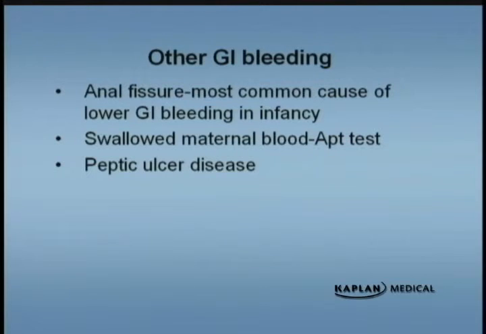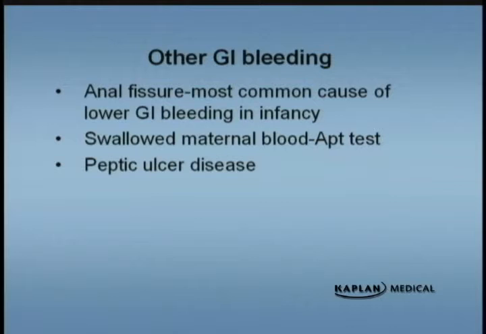Other kinds of GI bleeding: the anal fissure. That is the most common cause of lower GI bleeding in infancy. It'll be bright red blood, and you'll see it visually on inspection. There's no best test. Just look at the baby, look at the anal area, and it looks like a little tear or a scratch, and when the baby has a bowel movement, blood comes out. Sometimes it can occur with babies who are constipated. As the hard bowel movement comes through, it stretches that area and tears it and scratches it.